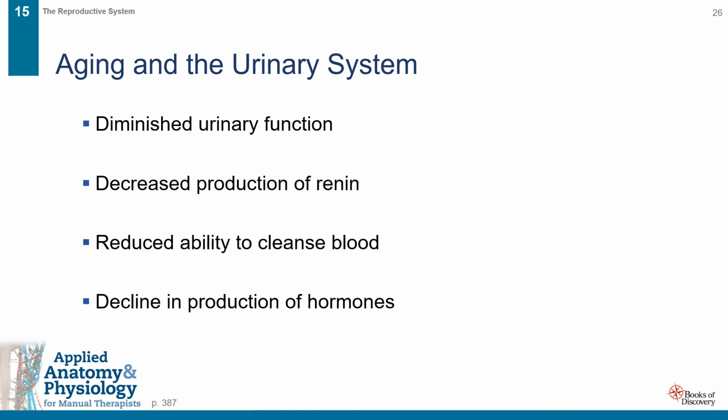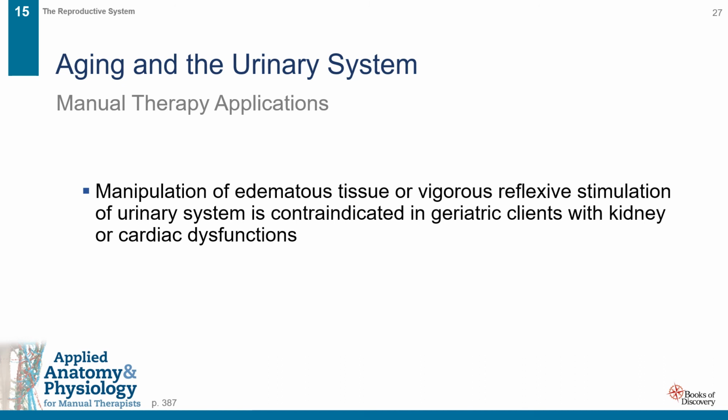Additional renal changes include a decline in the production of the hormones erythropoietin and calcitriol, which contributes to anemia and poor calcium reabsorption from the small intestine. Now let's take a look at the manual therapy applications with respect to aging and the urinary system.